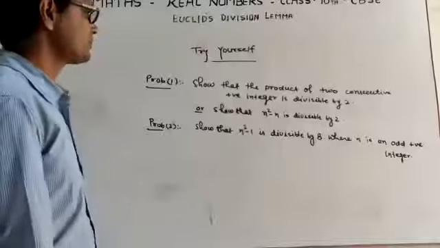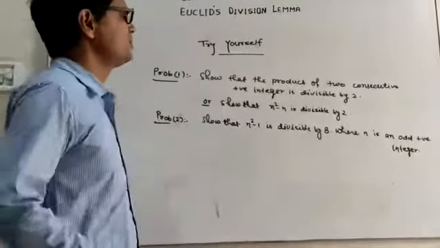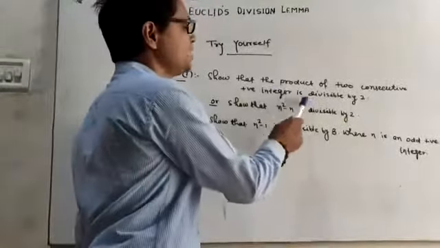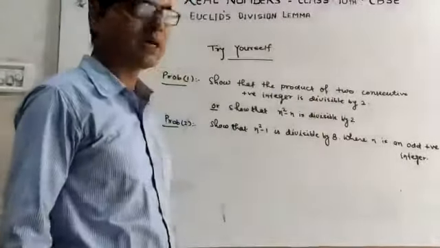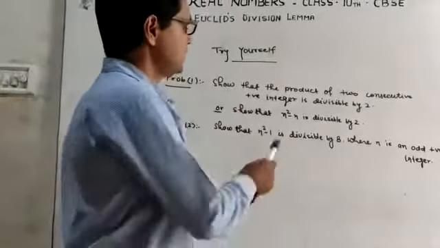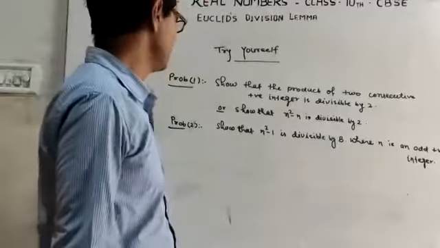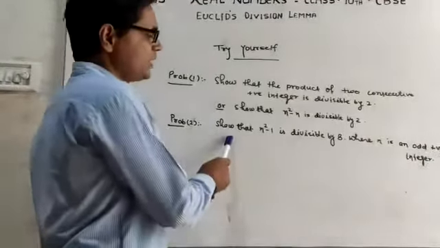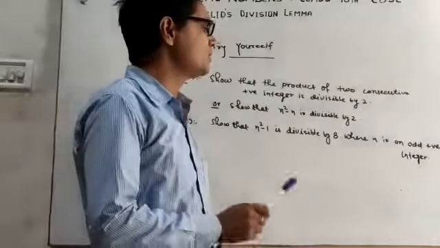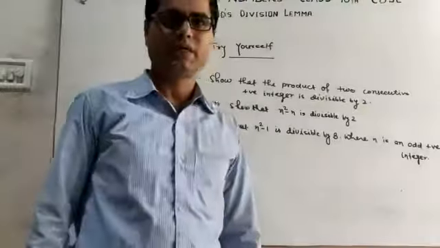Now try yourself. First problem: show that the product of two consecutive positive integers is divisible by 2, or show that n square minus n is divisible by 2. Second problem: show that n square minus 1 is divisible by 8, where n is an odd positive integer.